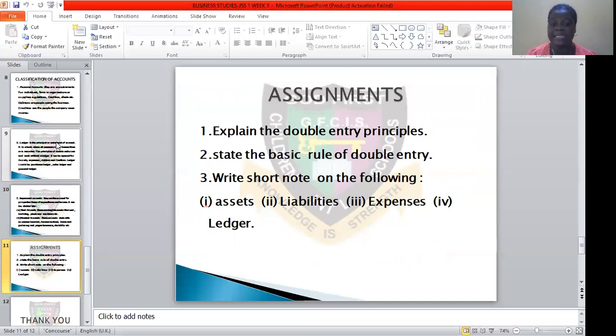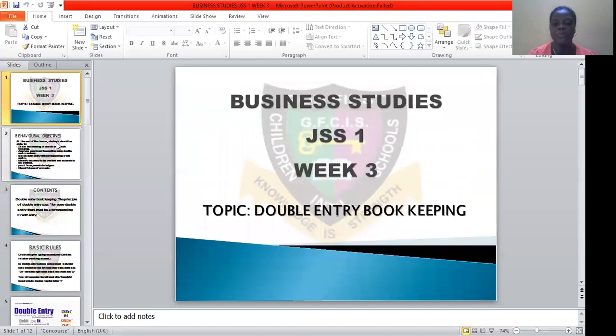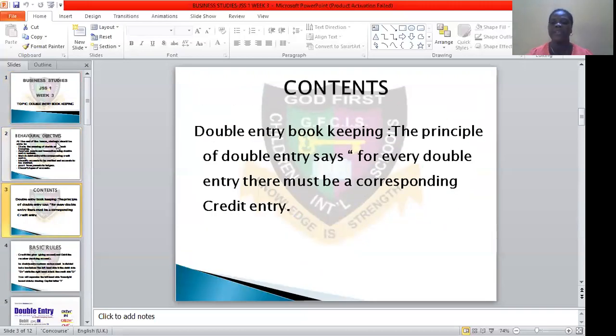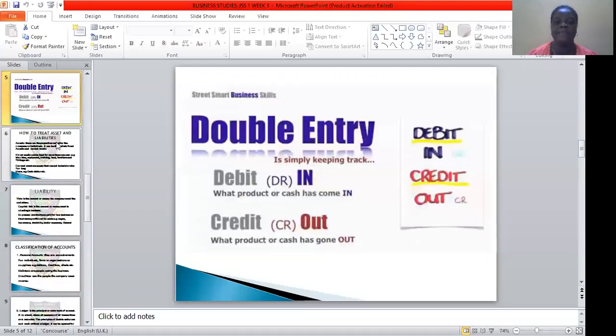We have come to the end of today's lesson, but in summary, I just want to remind you that the topic we treated is double entry bookkeeping. We said that double entry involves two parties. When one is giving out, the other is receiving, and when one is receiving, there is somebody giving out. There is a principle that states that for every debit entry, there must be a corresponding credit entry. The basic rules include that you credit the giver and debit the receiver. The recording of double entry is divided into two halves, debit and credit, in the form of a letter T. Debit can be likened to in, while credit can be likened to out. In is receiving, out is giving out.